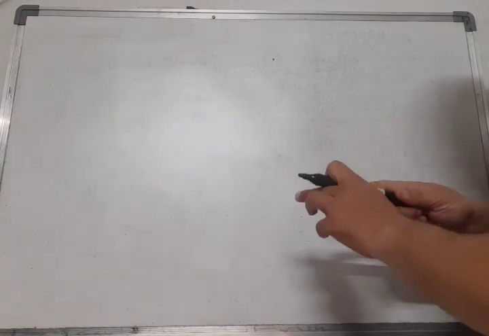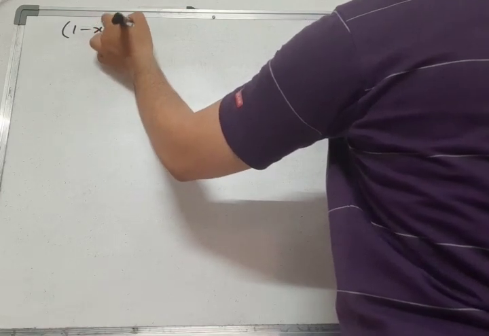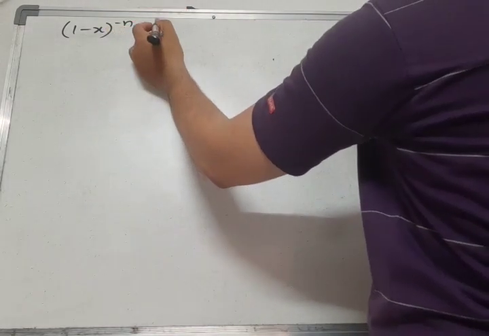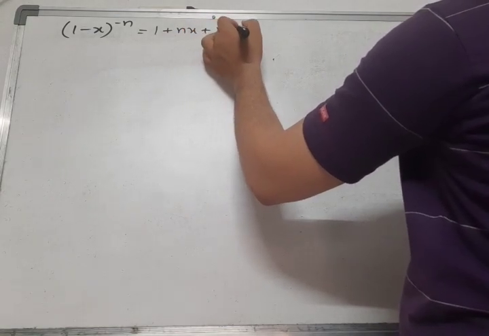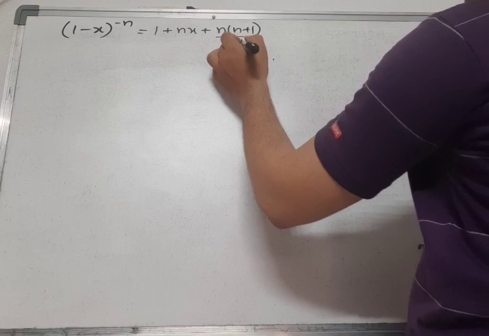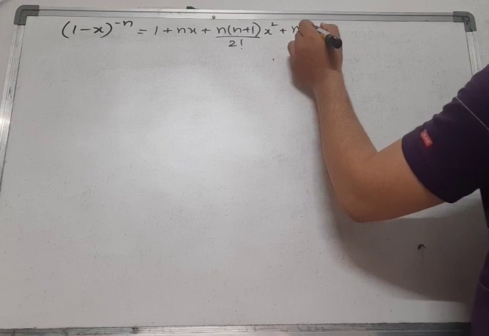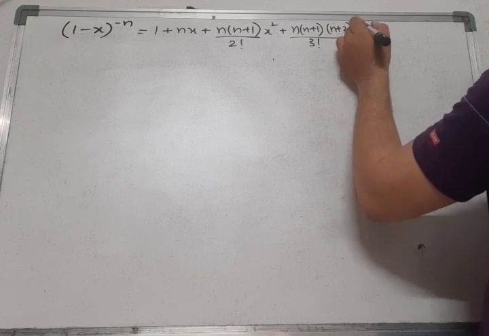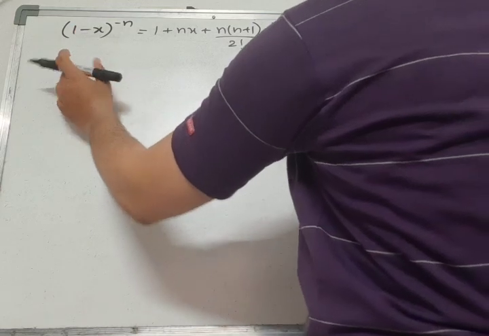Okay, so just now we have seen that (1 minus x) whole to the power of minus n, whenever the equation is of this form, what are we getting? 1 plus nx plus n(n plus 1) by 2 factorial into x square plus n(n plus 1)(n plus 2) by 3 factorial into x cube, and so on we are getting, right? So now you just compare this one with this term.